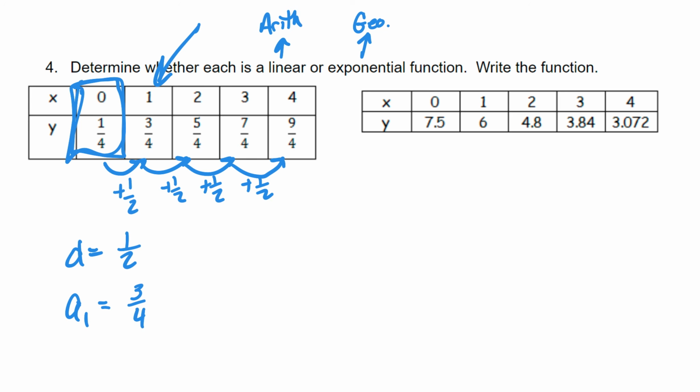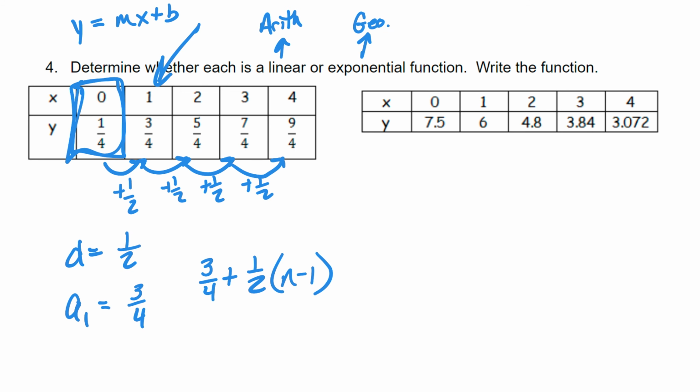So if we were going to write this equation, we are starting at 3/4. We are changing by 1/2 times n minus 1. If you do not see this formula, distribute and solve. Some of you may have done the y equals mx plus b. That's fine. Knowing our change is 1/2, it's all going to work out the same.